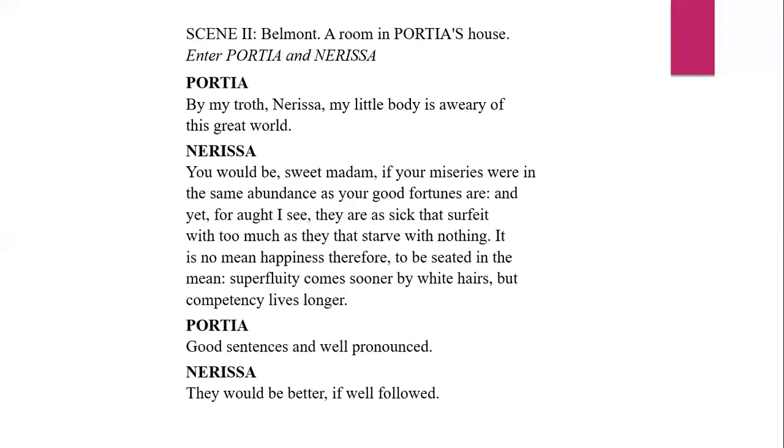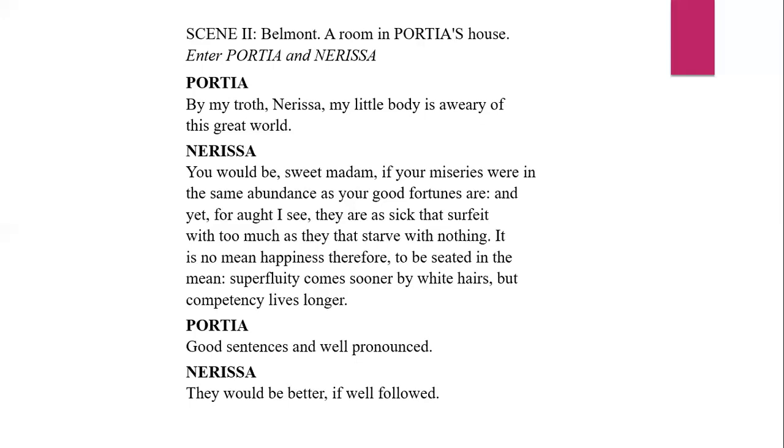So Nerissa replies that Portia would be tired if she had as many miseries as her good fortunes. That means she has an abundance of good fortunes. At the same time, she has miseries also. And then, yet for aught I see, they are as sick that surfeit with too much.